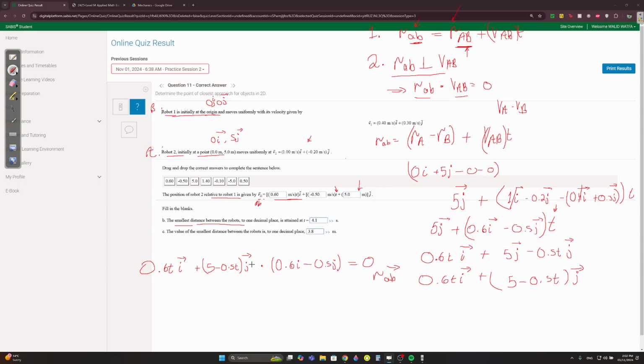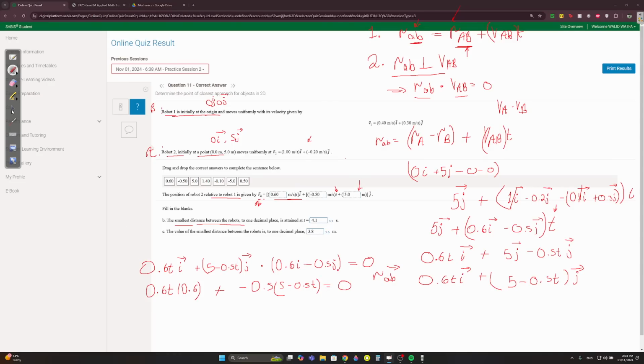0. When you're multiplying vectors, you multiply the x components plus multiplying the y components. So multiply the x components, 0.6 times 0.6, plus the product of the y components, minus 0.5 times 5 minus 0.5 t. What's this going to be equal to? 0. Now you solve this like it's math.